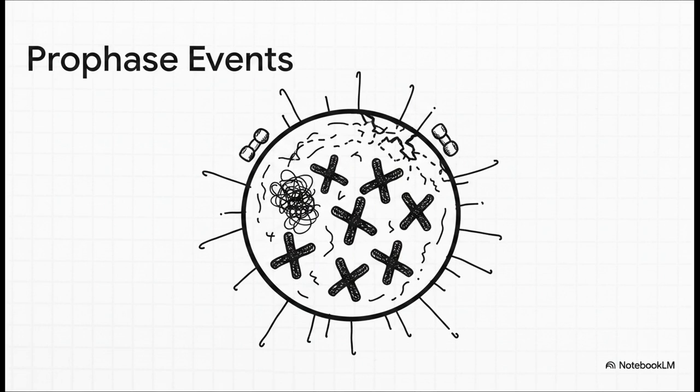Meanwhile, those little structures on the edges, the centrioles, they start shooting out spindle fibers, kind of like microscopic grappling hooks. And crucially, to actually get to the DNA, the protective walls, meaning the nuclear envelope and the nucleolus, start to break down and disappear.